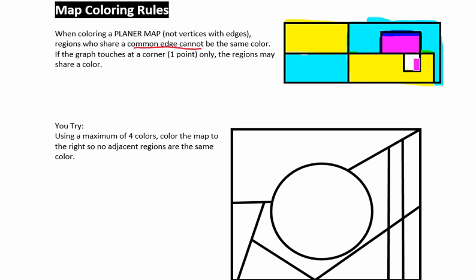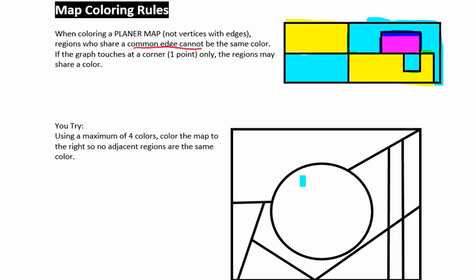Okay. Inside here I've got this sharing pink, so that can't be pink. I've also got it sharing with yellow. It can't be yellow. I could make it aqua though. So I was able to color this little planar map with 3 colors. 4 if we count my little overlap right there.